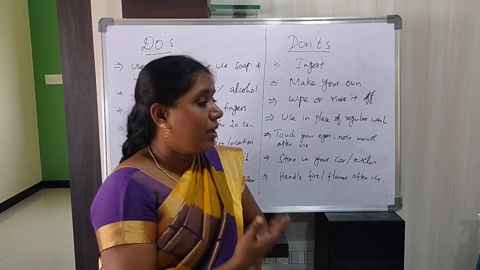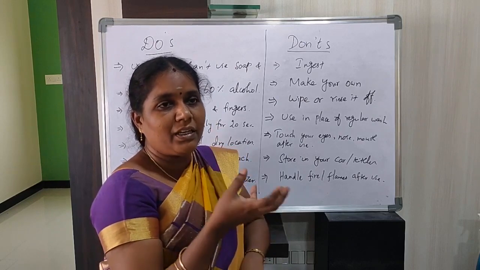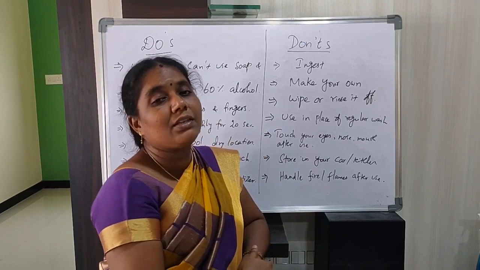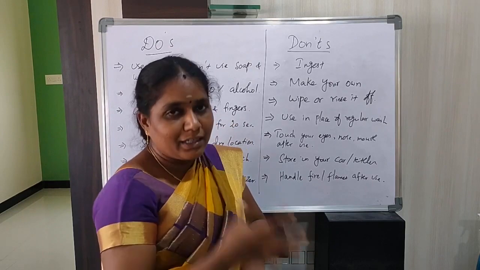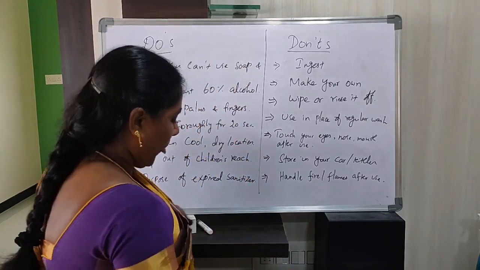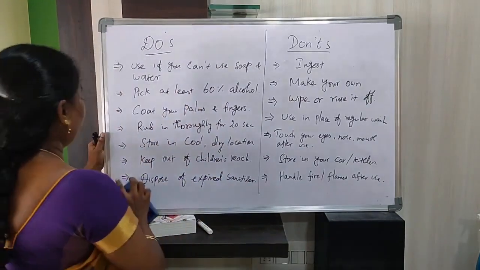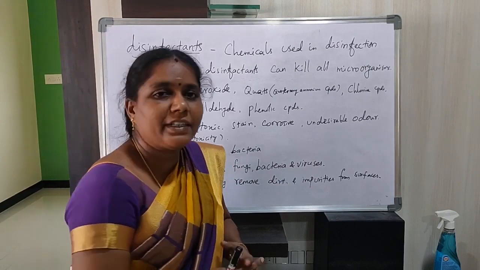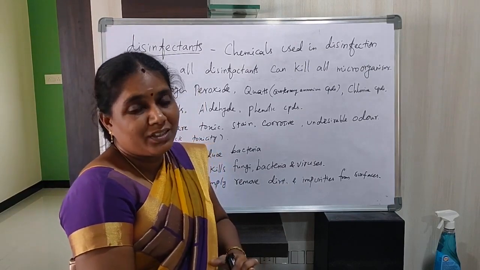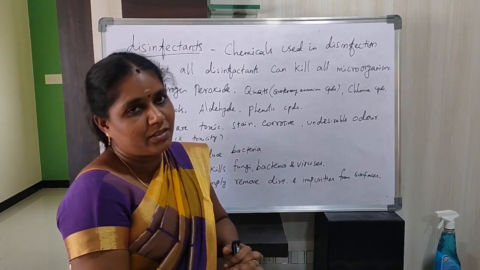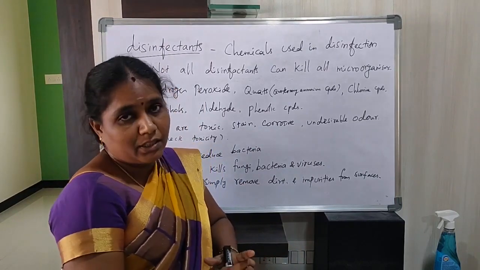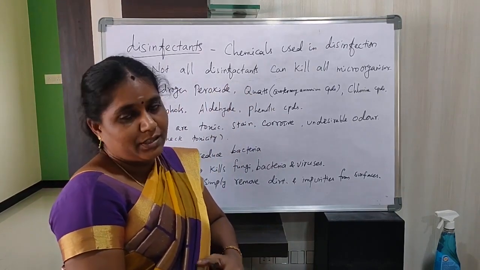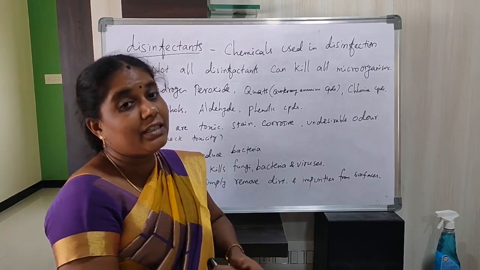So now we are going to discuss the difference between disinfectant, sanitizer and cleaner. Now I will tell you, listen. So what is disinfectant? Disinfectant is one of the agents that is used to kill germs. Okay, children. Disinfectants are generally chemicals used in disinfection, so that agents are called disinfectants.